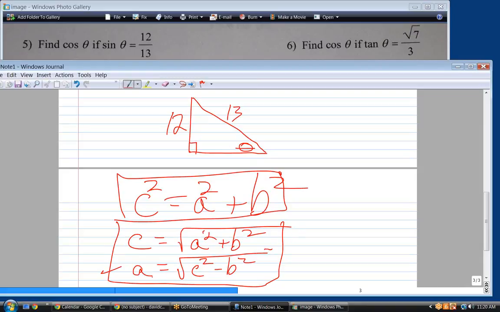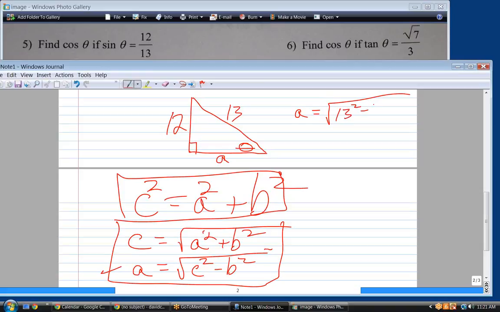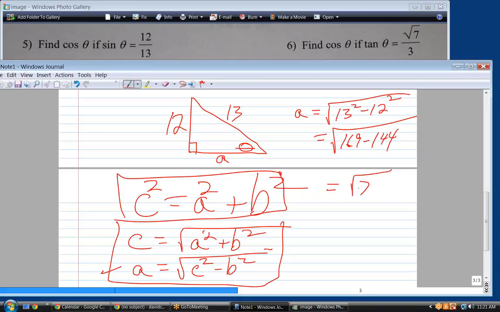So in our case, A, the short side, one of the short sides, is equal to what? Is it 12 squared? Or C is always the hypotenuse. So it's square root of. First words always want to be square root of 13 squared minus 12 squared. Which is 169 minus 144, which is 25, which is 5.